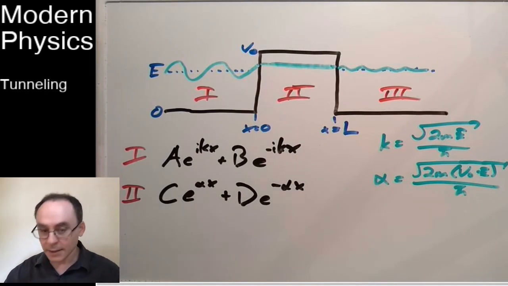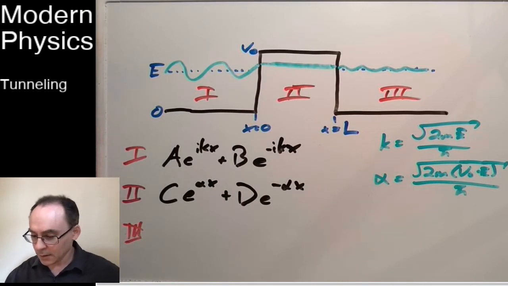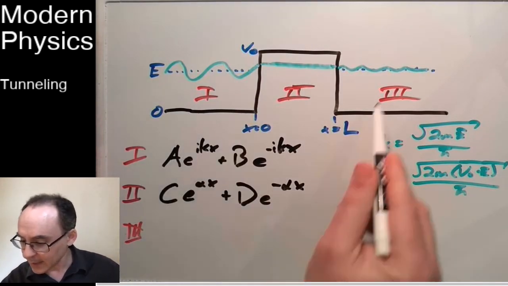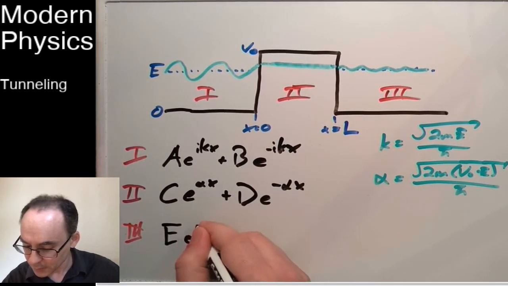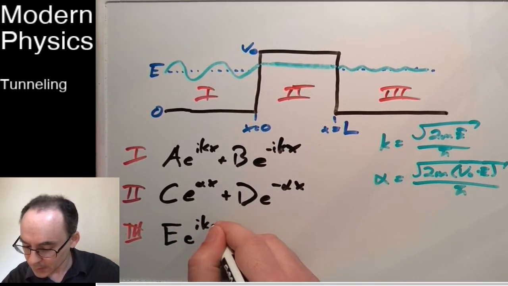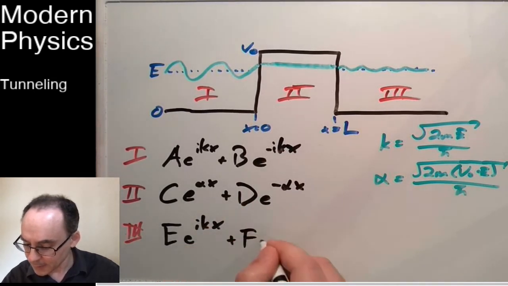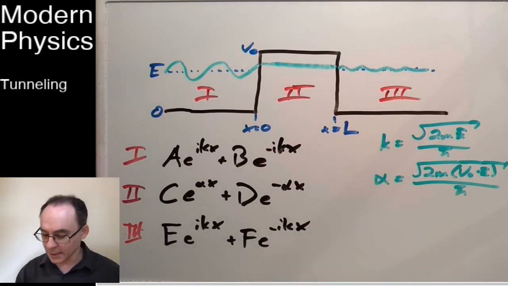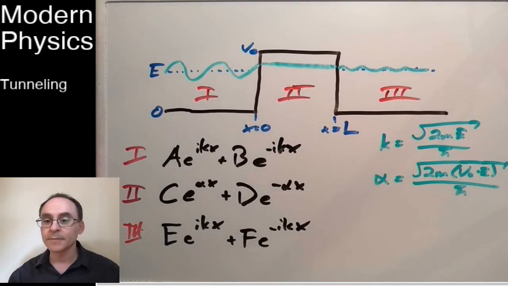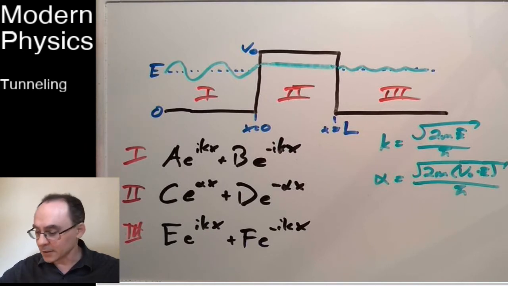And then finally, in region 3, the most general possible solution, I'm back to zero energy, zero potential, so I can have capital E e to the ikx plus F e to the minus ikx, where k is the same as in region 1. So once again, we match up boundary conditions, write down a bunch of equations, and try to solve it.